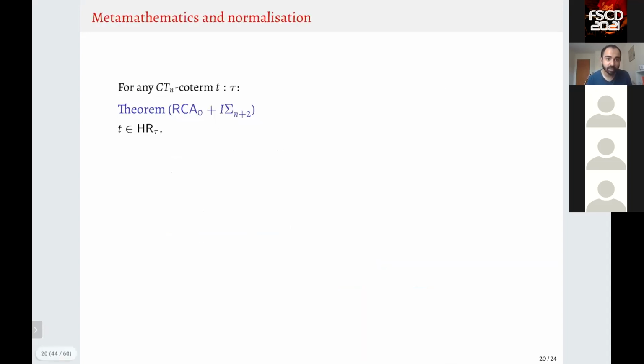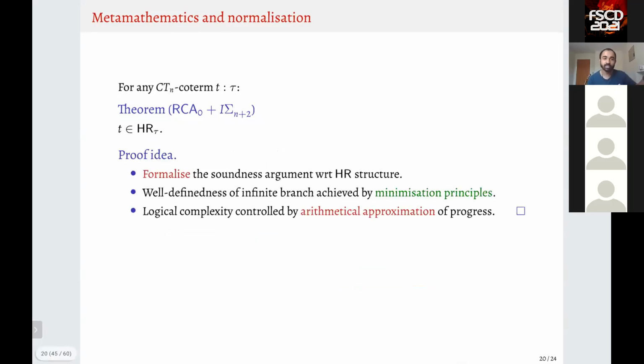And this is indeed what we show. So we're able to show that for each CTN coterm, t is an element of the model at the corresponding type. And what's the main idea here? Well, it gets a bit technical, but the main idea is to formalize the soundness argument I showed you a moment ago, but with respect to the hereditary recursive type structure.